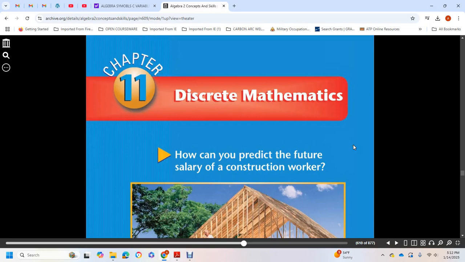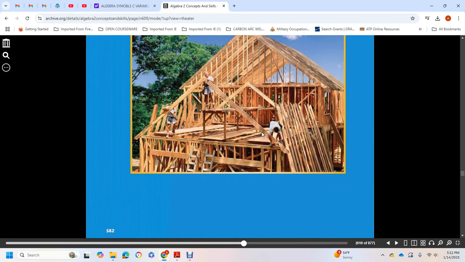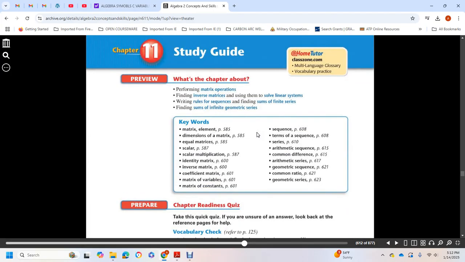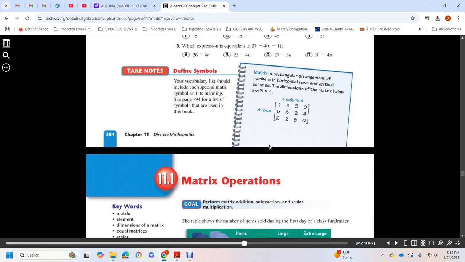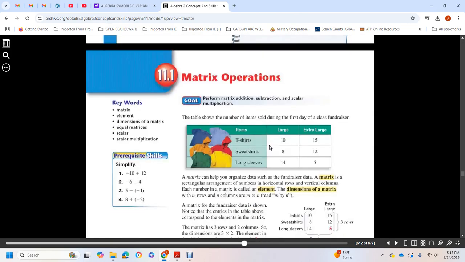Alright, Chapter 11, Discrete Mathematics. The vocabulary includes: matrix, element, dimension, equal matrices, scalar multiplication, identity, matrix inverse, matrix equation, constraint, sequence, term of a sequence, series, arithmetic sequence, common difference, geometric sequence, common ratio, geometric series. Alright, 11-1, matrices.